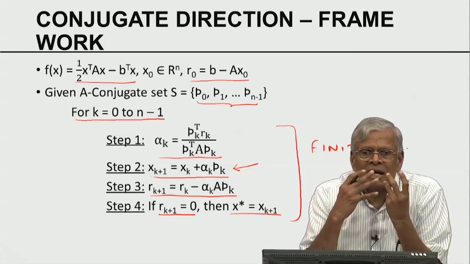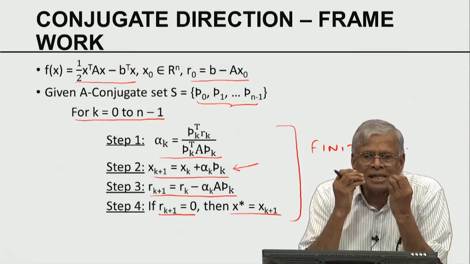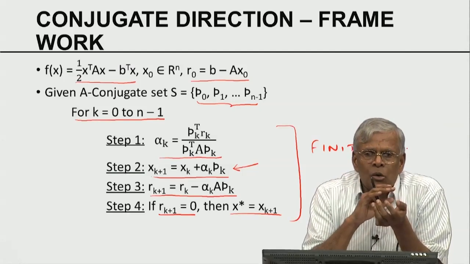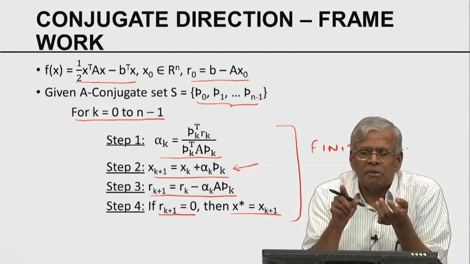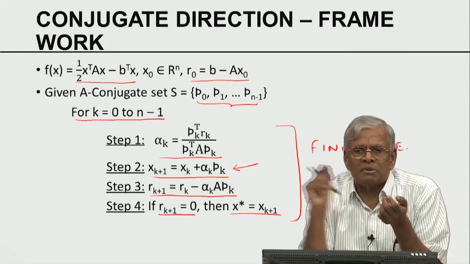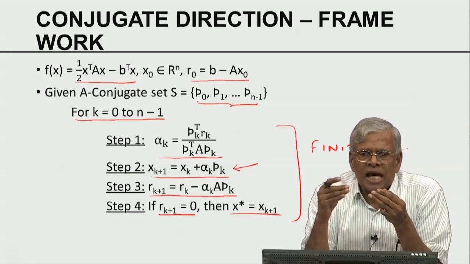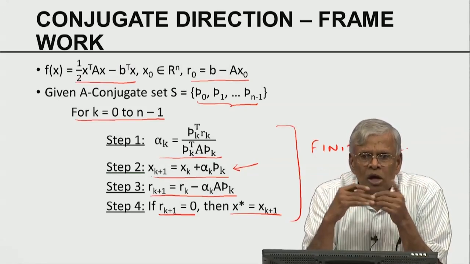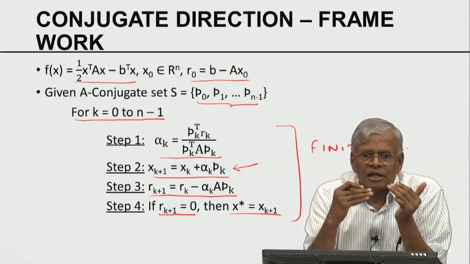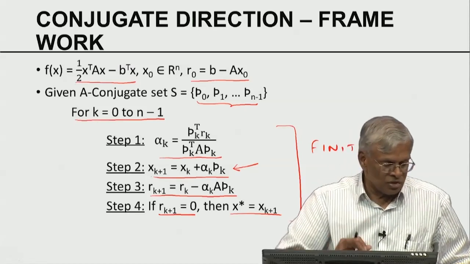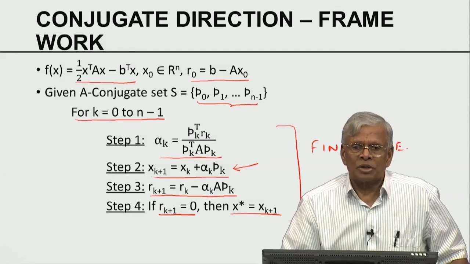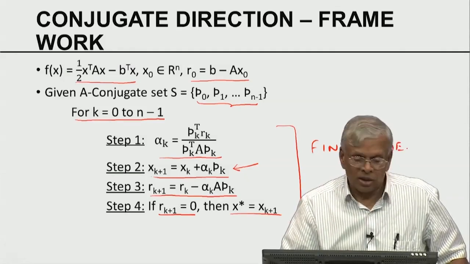So what is the essence of this idea? If I have a quadratic function, by choosing a set of n conjugate directions, I can convert one n dimensional minimization problem to a set of n 1D minimization problems. I can solve these n one dimensional minimization problems in a sequence. So in no more than n steps, I should be able to achieve the overall minimum of the original function f I am seeking. That is the message of this analysis, called the analysis of the conjugate direction framework.